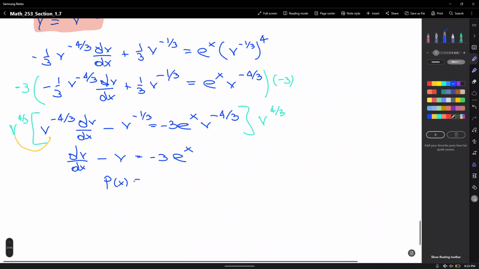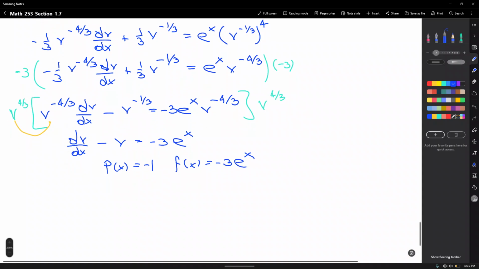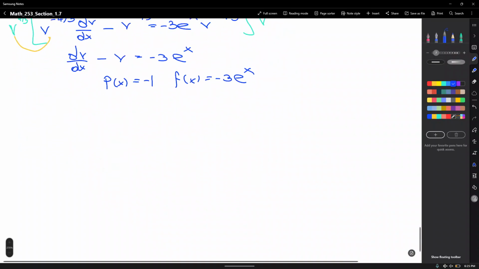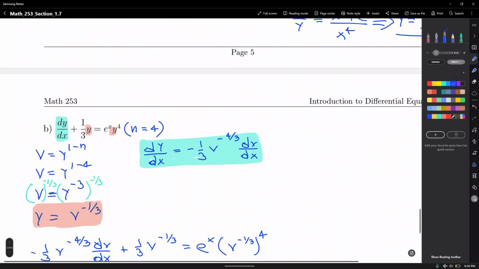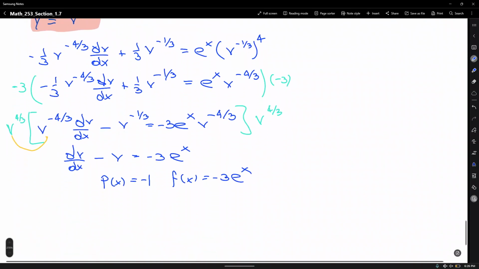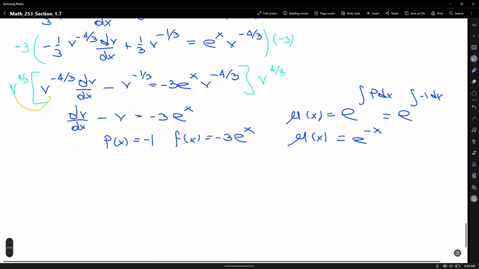So p of x. What's p of x? Negative one, and f of x, negative 3 e to the x. All right. So integrating factor. Okay. Let me do the integrating factor. Getting the integrating factor mu of x equals e to the integral of p dx, which is e to the integral of negative 1 dx, which is mu of x. That's simply e to the negative x, right? That's the integrating factor.